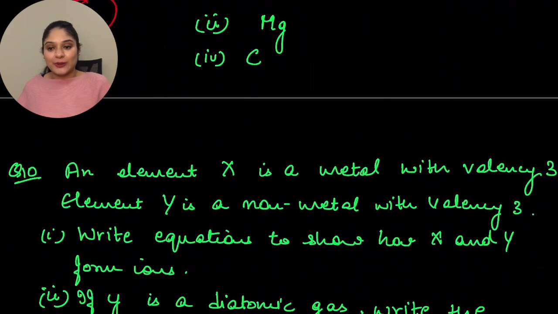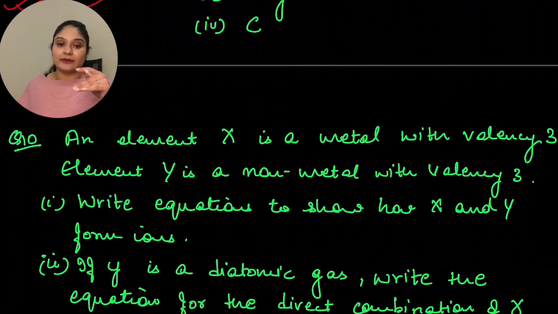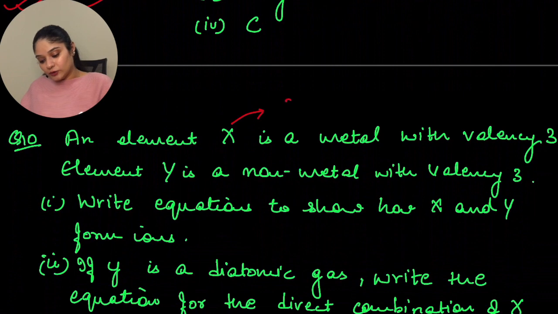Now let's move to question 10. An element X is a metal with valency 3. Element Y is a non-metal with valency 3. When we're talking about a non-metal having valency 3, that means it can accept 3 electrons. That means the valence electrons would be 5. An element X is a metal with valency 3. That means it can donate 3 electrons. So the valence electrons would be 3. So if we talk about valence electrons, you have 3 here and you have 5 here.